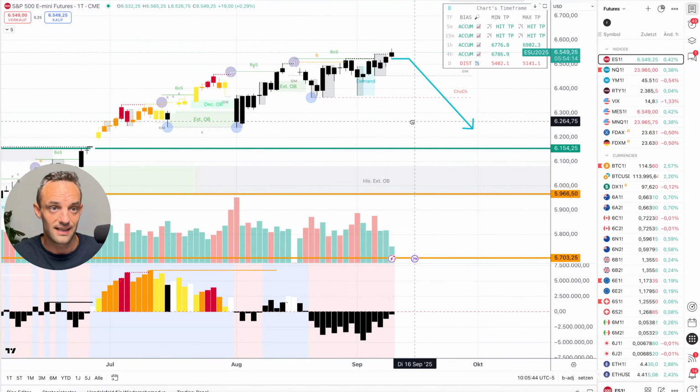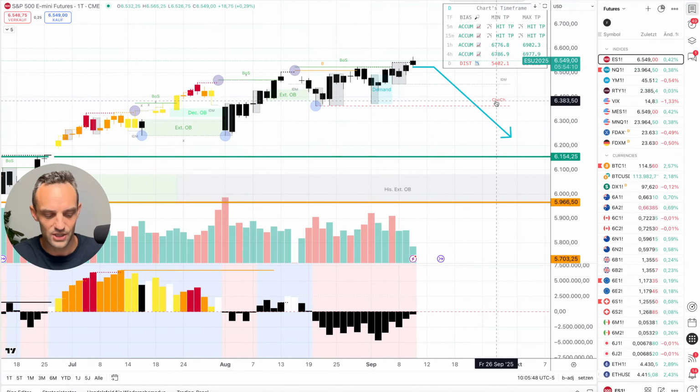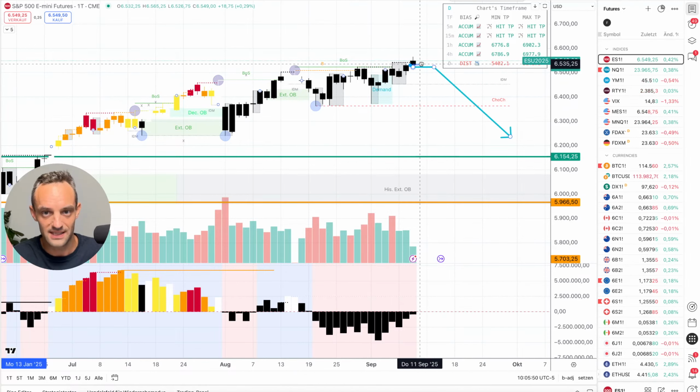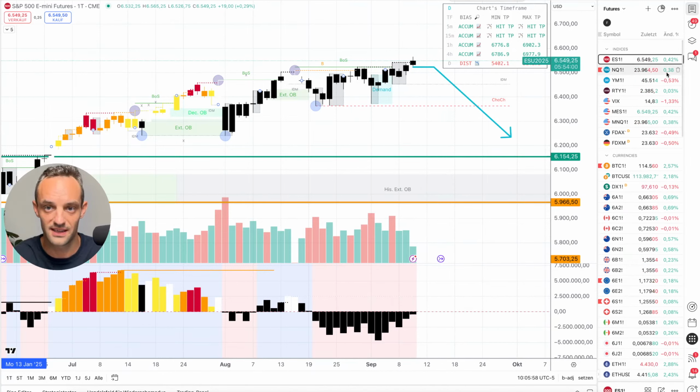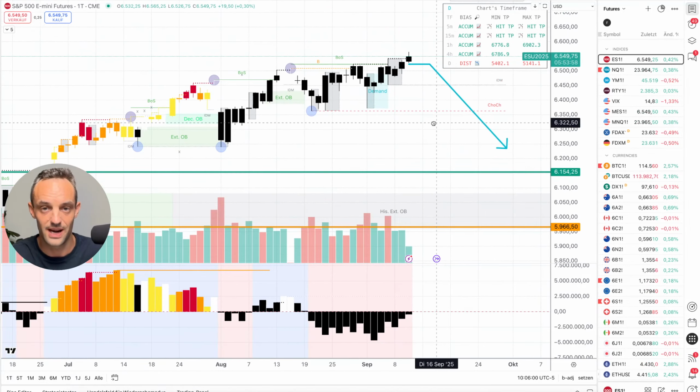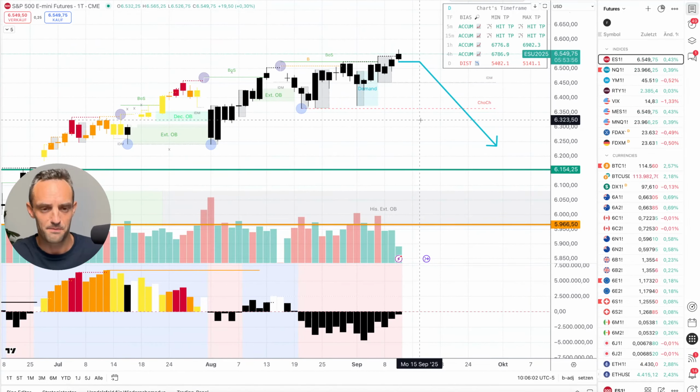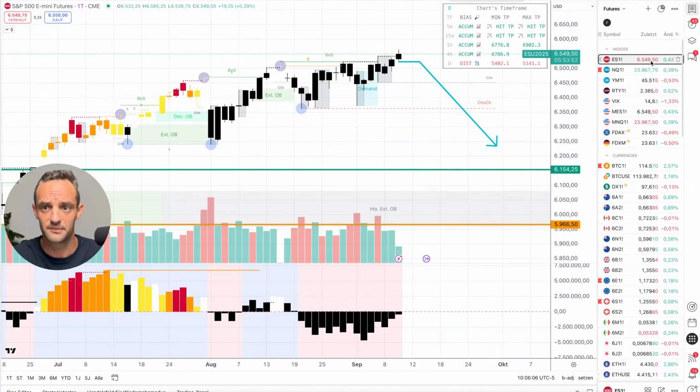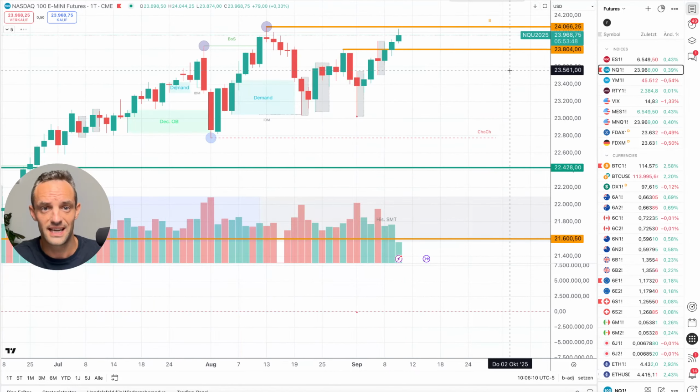First of all, we start with the daily time frame today, and I just want to show you the S&P 500. The S&P 500 is at new all-time highs. Today it is up 0.4%, reacting positively to PPI news, inflation data.